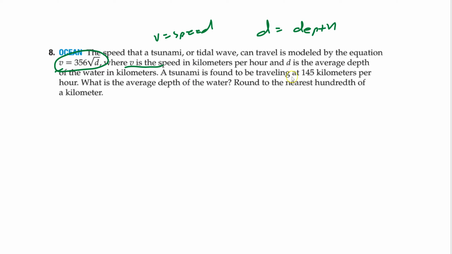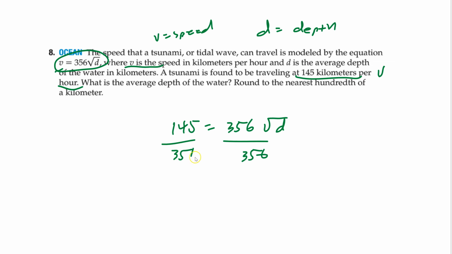A tsunami is found to be traveling at 145 kilometers per hour. That's the speed. They're giving us V right now. So we're going to plug that in for V. So it's going to be 145 equals 356 root D. What is the average depth of the water? So we've got to find D. So all we do is solve for D. Divide by 356. So you get 145 over 356 equals square root of D.